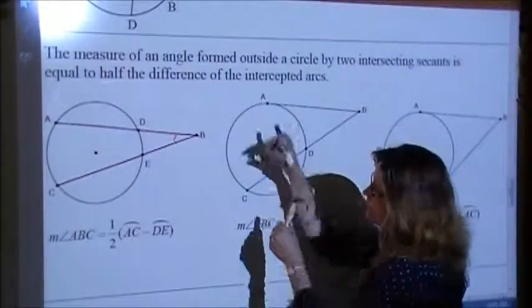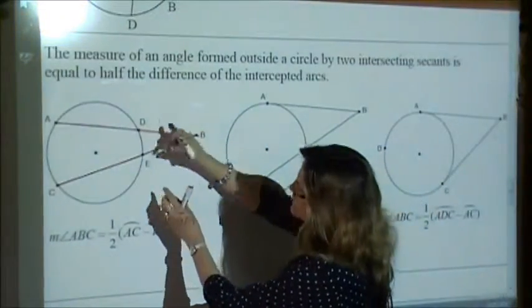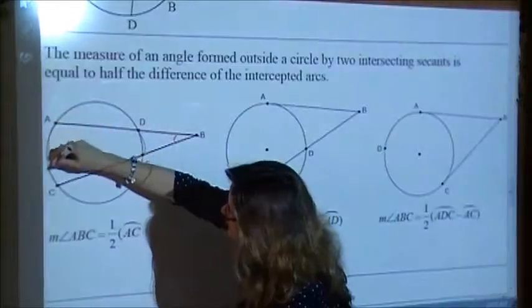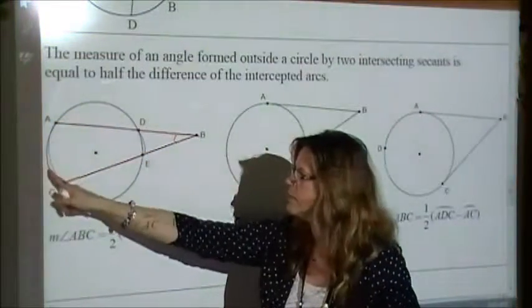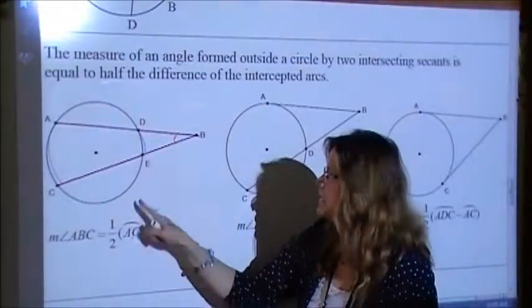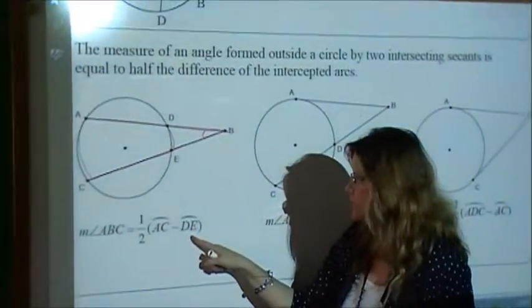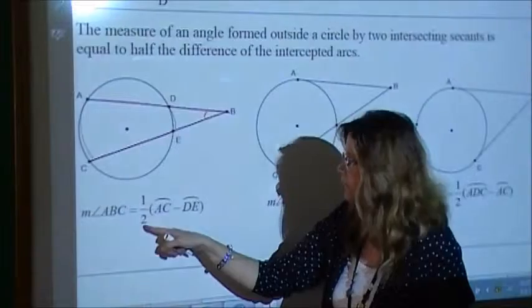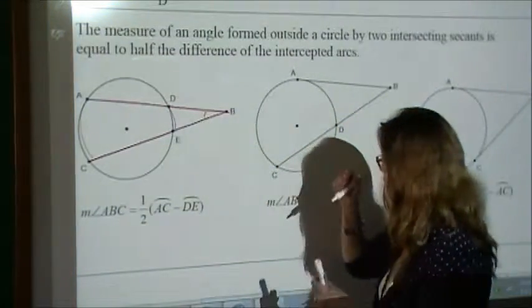intercepted arcs. So remember, think of the flashlight. The flashlight's going to hit the circle here, and it's going to hit the circle here. So you're going to take the bigger arc, the measure of arc AC, subtract the smaller one, the measure of arc DE, and then divide that by 2. It's the same as multiplying by half. And that's how you get that angle.